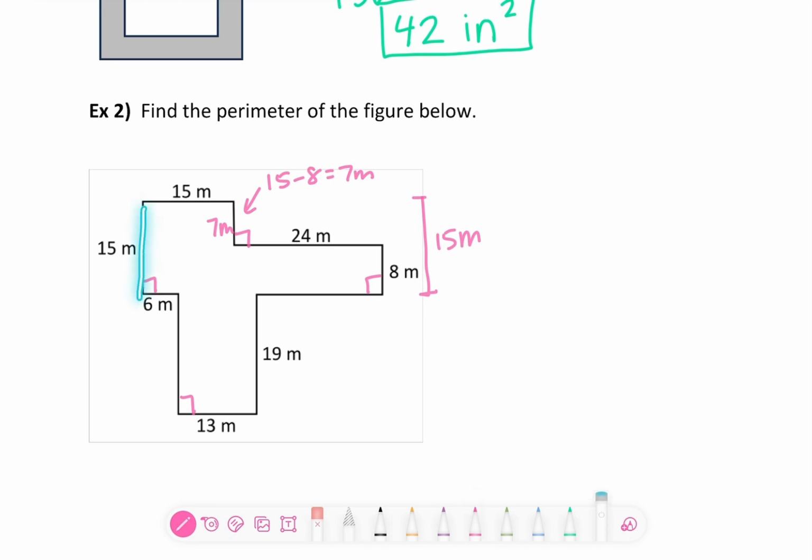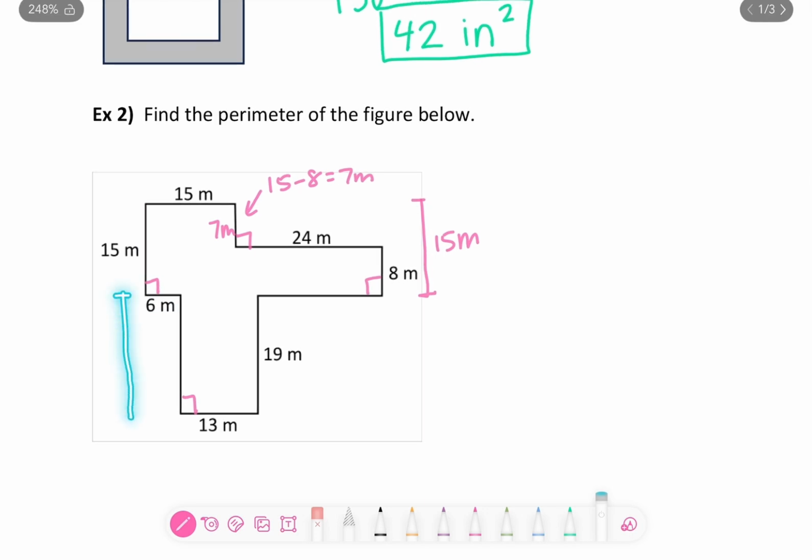Go around. We have that. We are missing this one right here. So we're missing this height right here. That one's very easy to find because it's exactly the same as the one across from it, which is 19. Okay, so this one's going to be 19 meters, just like this one.